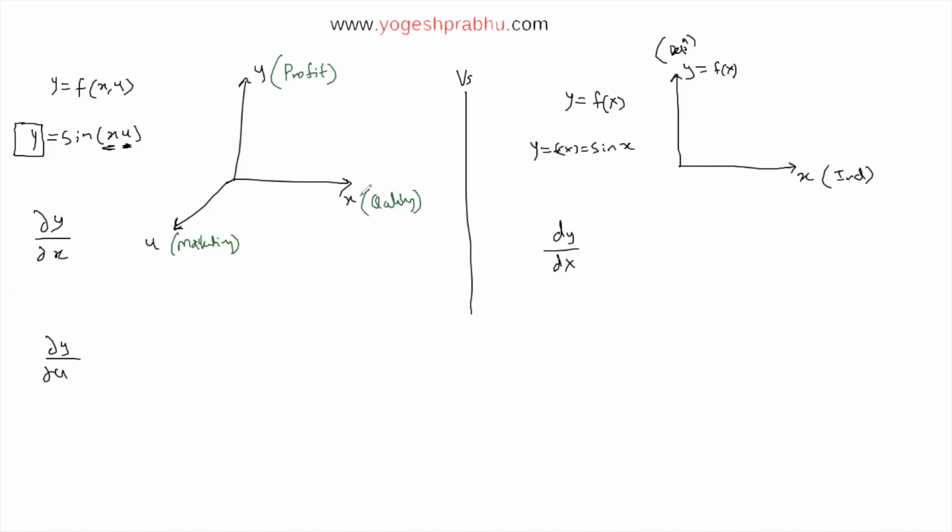So I'm talking to the quality department of my company, so I will only find out dy by dx. And when I'm talking to my marketing head, I will say, hey, how is your marketing doing for my profit? So I want to check the rate of change of profit with respect to marketing. And while I'm talking in terms of marketing, I don't want to talk in terms of quality. So I should keep it constant, right? That is the basic idea.